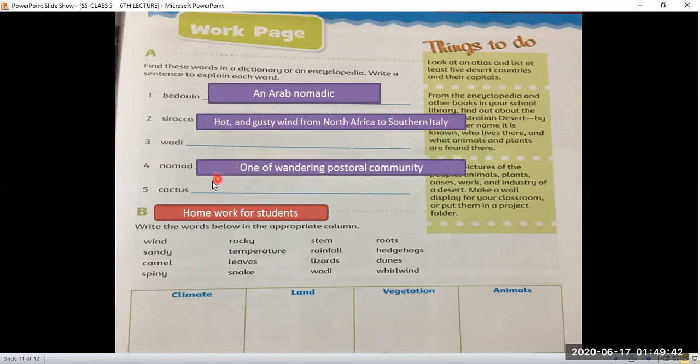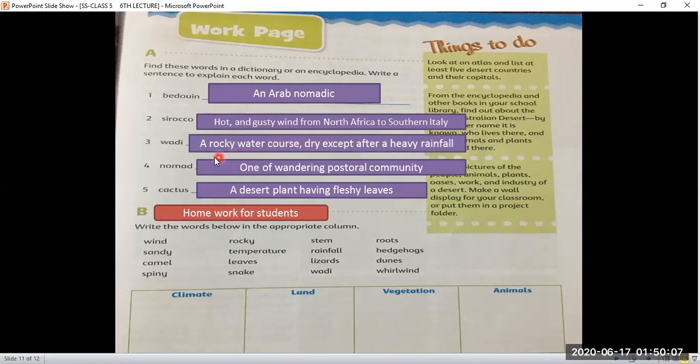Wadi. First we are solving number 4 and then we are coming to number 3. Nomad, one of a wandering pastoral community is called a nomad. Cactus, a desert plant having fleshy leaves. Now we are going on to number 3, Wadi. A rocky water course, dry except after a heavy rainfall. So it is called the Wadi.